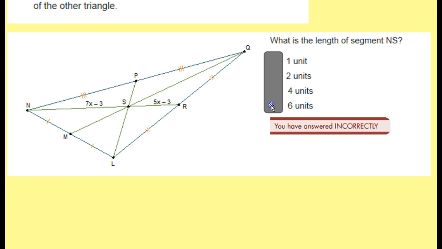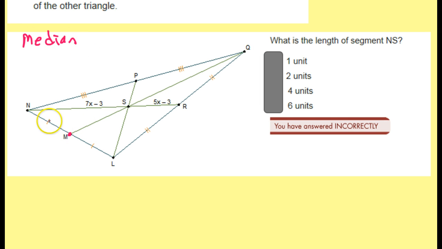Okay, what do we have here? What is the length of segment NS? So here's the thing. What we have here are medians. So we have a midpoint connected to a vertex on all three sides. So when you draw a segment from a midpoint to a vertex, you are drawing a median.